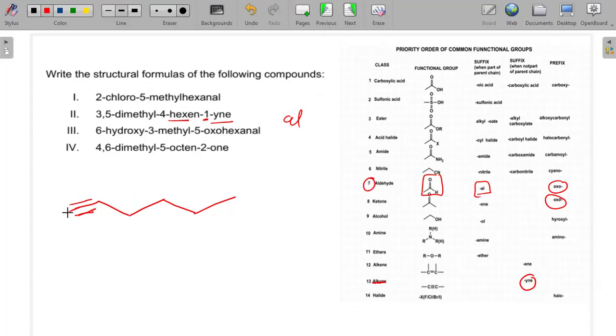So since this is position number 1, number 2, number 3, one is at position number 3, we have a methyl group there, and the other one, this is position number 4, this is position number 5. So we have another methyl group at position number 5.